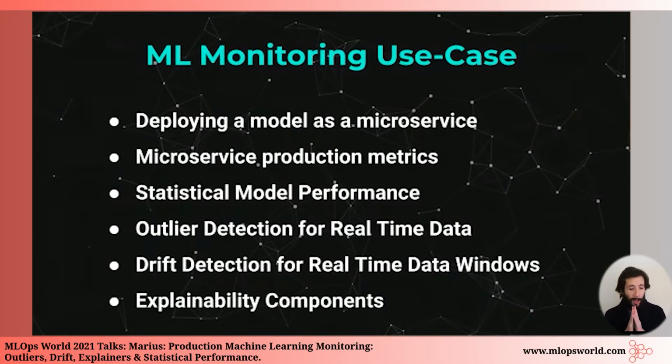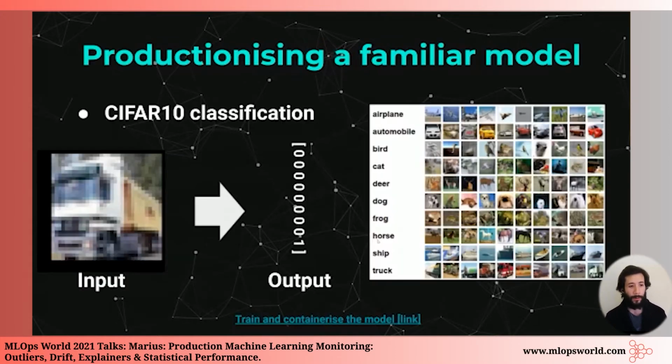We're going to be assessing what are the different types of monitoring that we can introduce, including microservice monitoring, statistical performance, outlier detection, drift detection, and explainability, all of which you'll be able to try yourself and you'll be able to adopt if you already have some models in production.